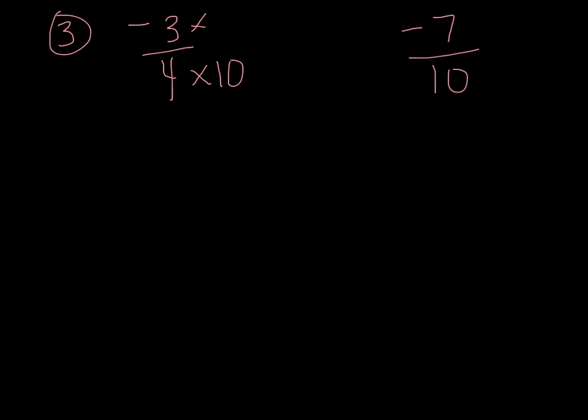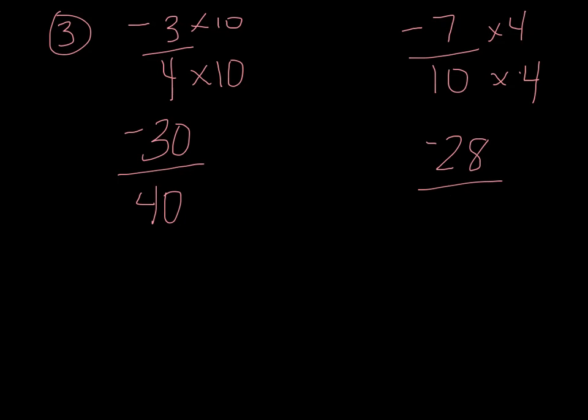All right, let's do one more problem here. Number 3 says -3/4 and -7/10. So my common denominator for this one is 40. Multiply by 10, multiply by 10, multiply by 4, multiply by 4. So with 40, -3 times 10 is -30, and -7 times 4 is -28, over 40ths.